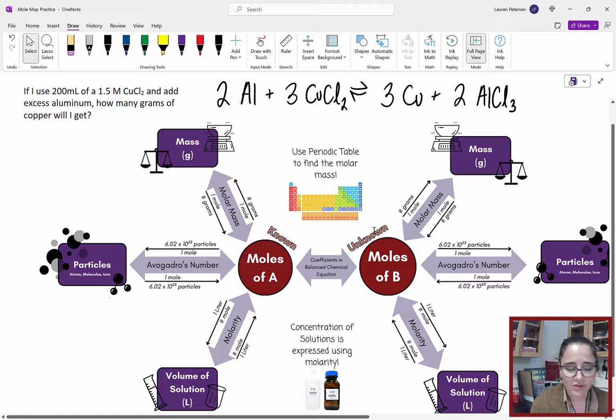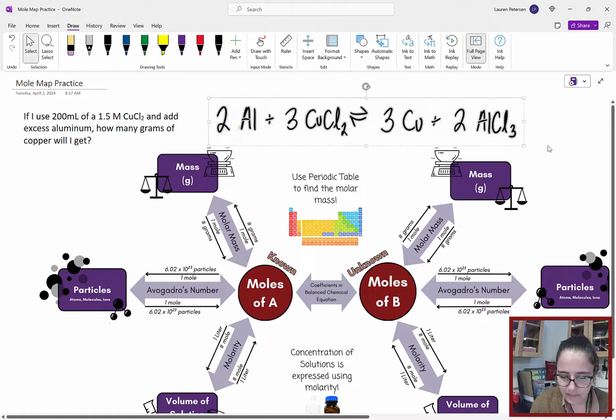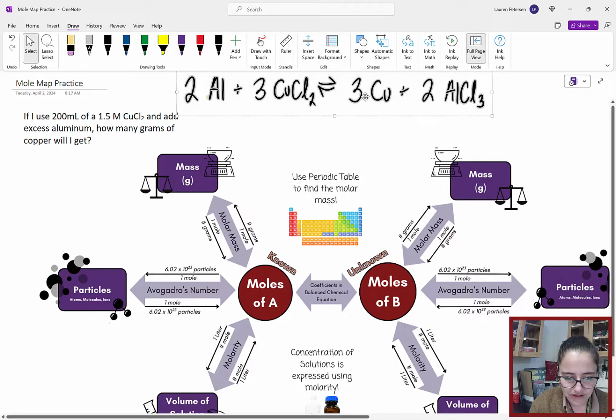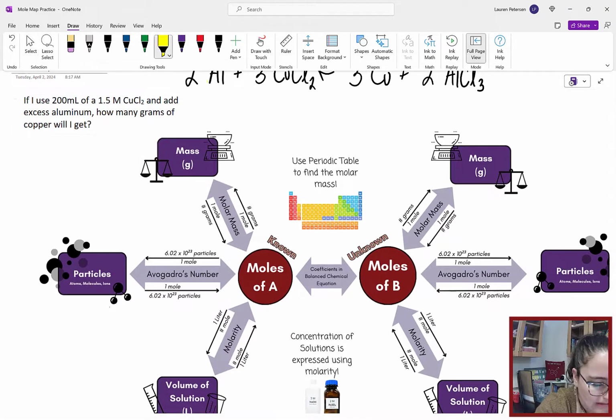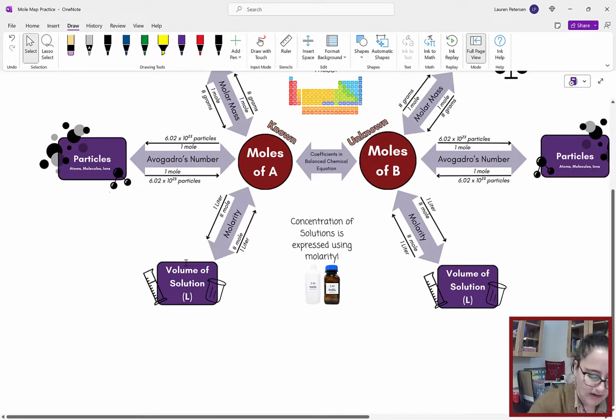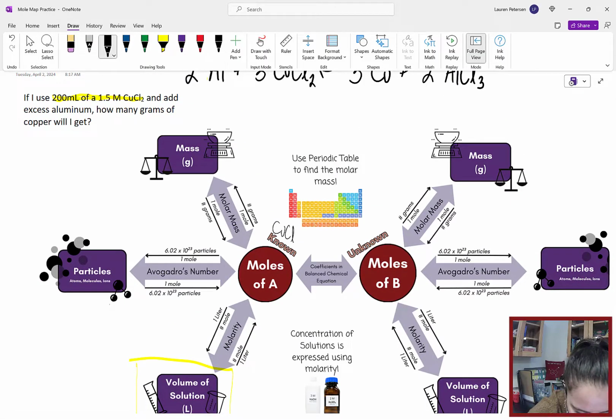Okay, so let's go ahead and solve this out. I think I'm going to need even more room, so I'm going to go ahead and move this reaction up. Now let's see. Our known is the 200 mils of the 1.5 molar solution. So we're starting down here on our mole map at volume of solution. Our known that we're talking about today is going to be copper chloride, and our unknown is grams of copper.